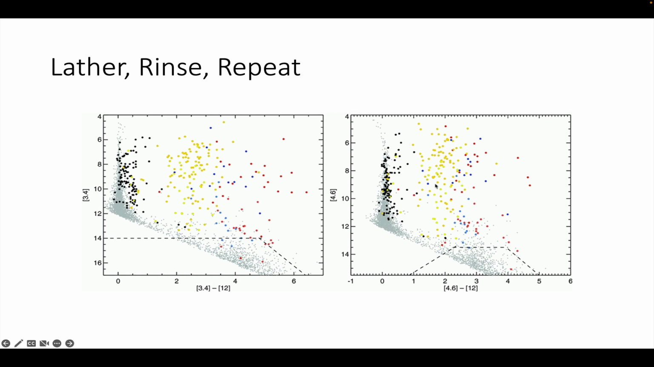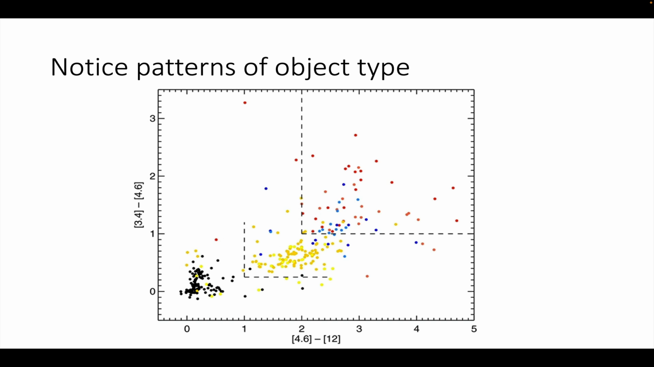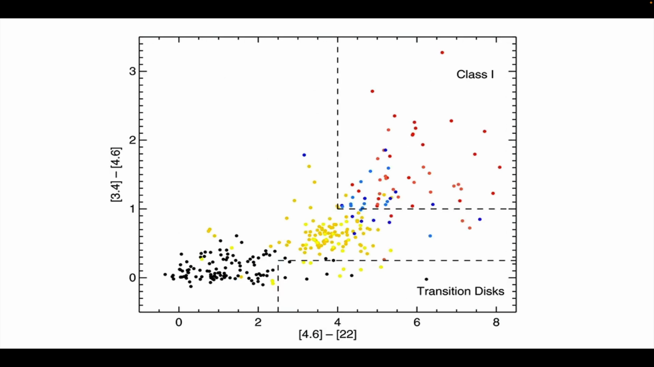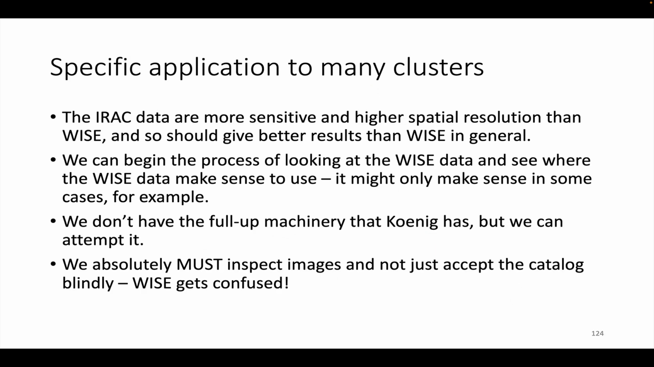So again, the colored dots are the known young stars. The dashed lines are the things that he was excluding as more likely to be not young stars. And then he's looking at the patterns of the object type. Here's 3.4 minus 4.6 versus 4.6 minus 12. These are the class 1s and 0s. These are the class 2s. And these are the class 3s. Again, drawing lines in diagrams, trying to identify types of objects in various parameters.